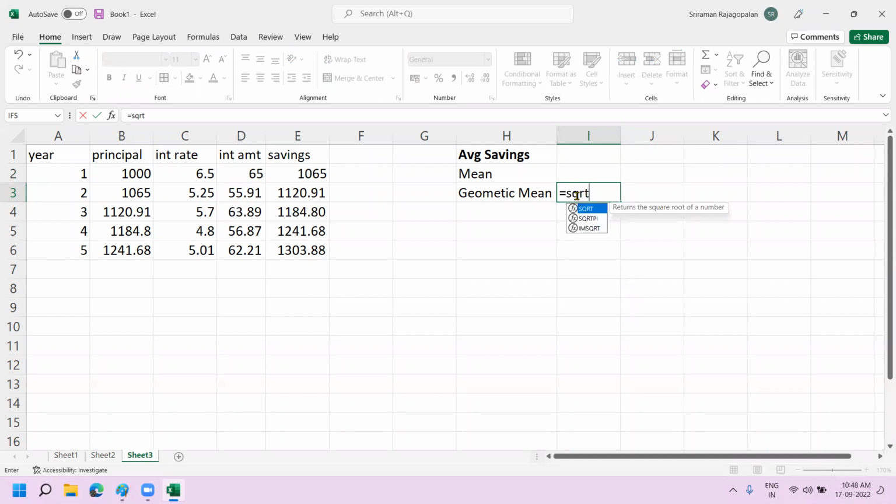So SQRT, that is the formula, square root of multiplication of all this. So this multiplied by this, multiplied by this, multiplied by this, multiplied by this, comma, 1. Sorry, not square root.